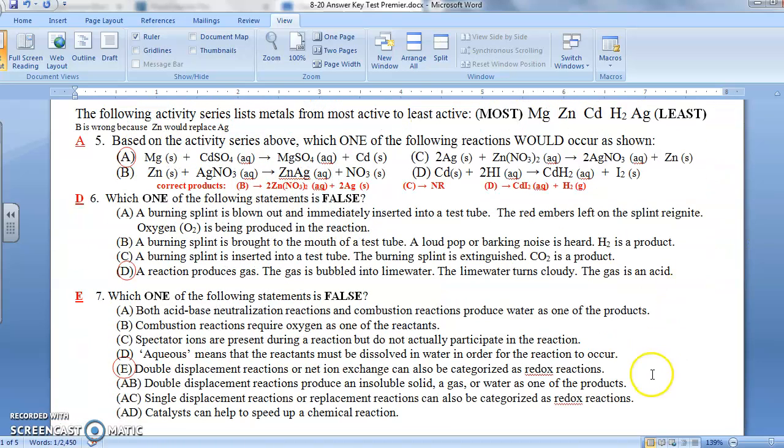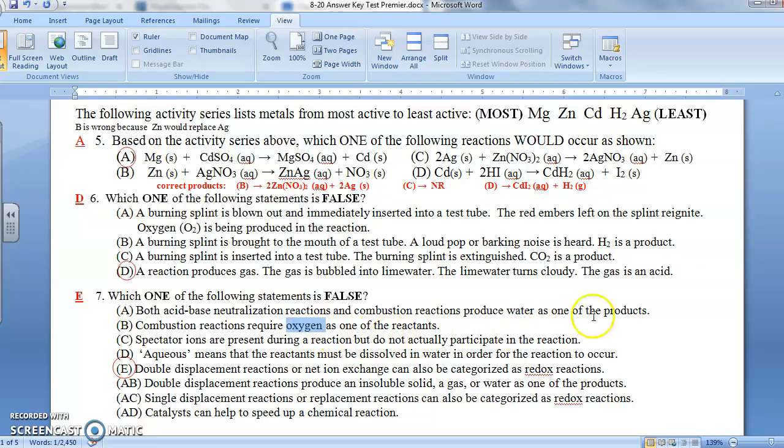All right, number 7. Which of the statements is false? Acid-base neutralization reactions and combustion reactions both produce water. They do. They do both produce water. Acid-base neutralization reactions produce water and a salt. Combustion reactions produce water as a vapor, as gas, and they also produce carbon dioxide.